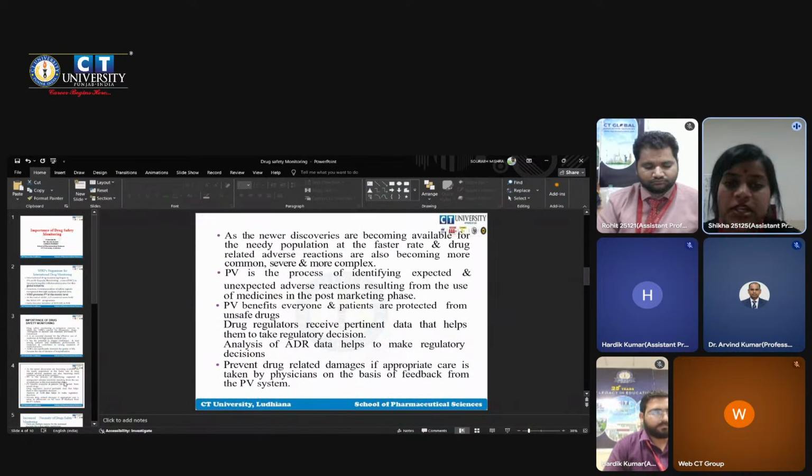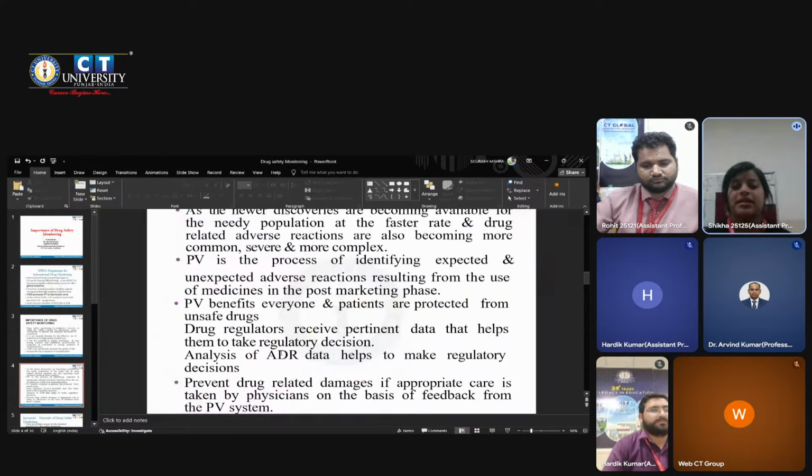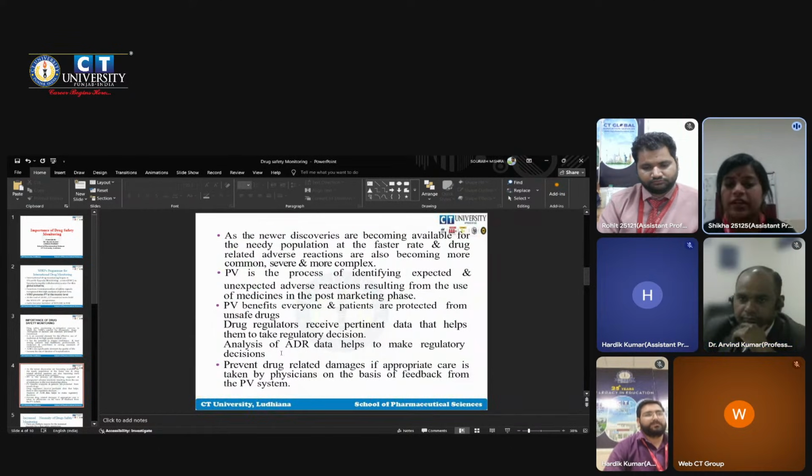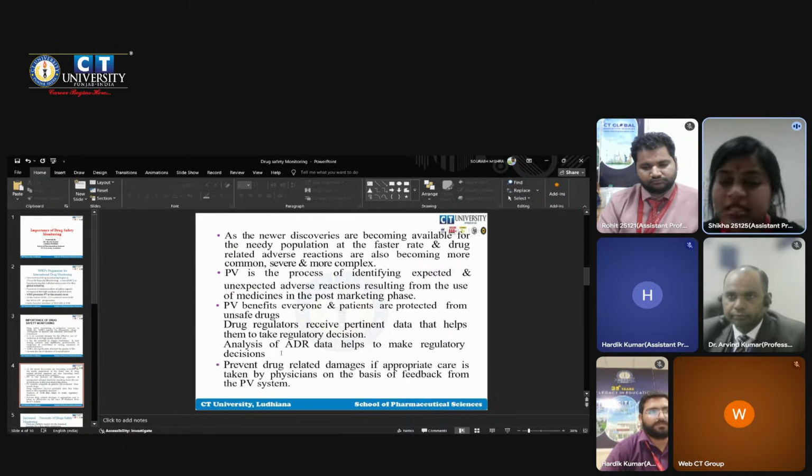So, in continuation, as newer discoveries are becoming available for the needy population at a faster rate, drug-related adverse reactions are also becoming more common, severe, and more complex. Means ADR is getting more severe, and day by day the cases of ADR are increasing in the hospitals.